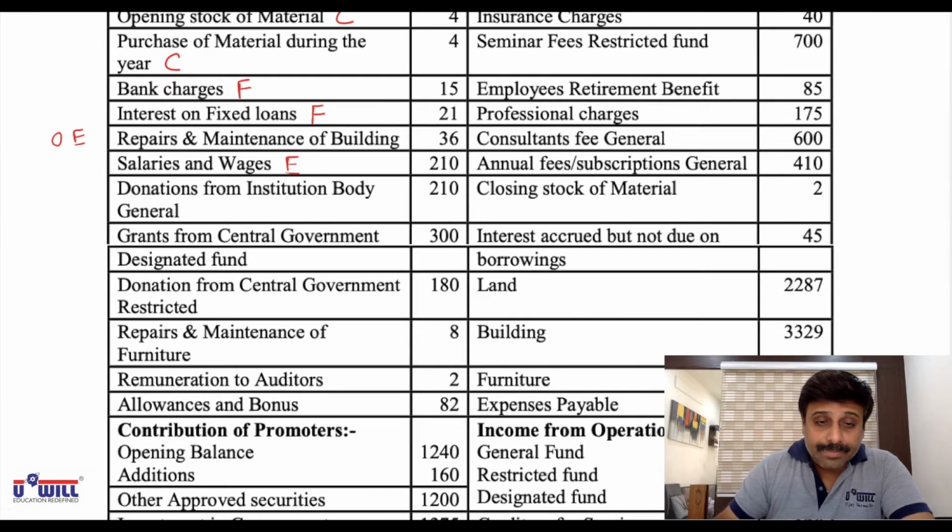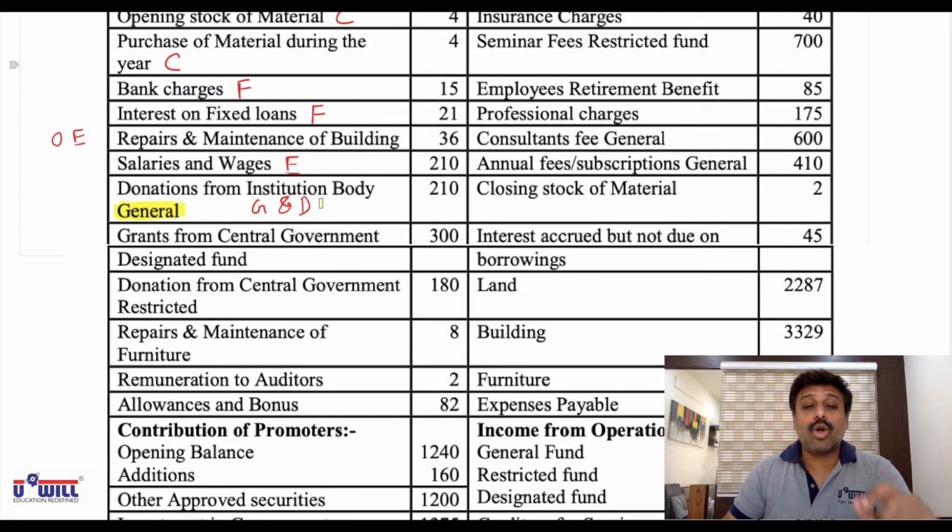Now see this one. Donation from institutional body is an income. It is G&D, grants and donation. First of all, mark it as G&D. Now in income, they have mentioned that it is related to general fund. Here we have to make it in columnar form because it is specifically mentioned. In the past questions, the 4 questions we have done so far, only donation from institutional body was mentioned. It was not mentioned whether it is related to general, restricted or designated fund. Because of this information, we have to make it in columnar form.